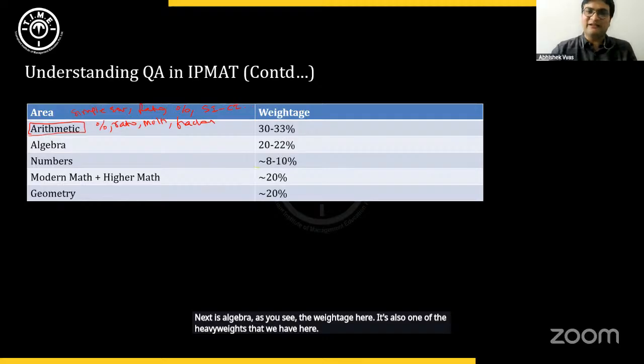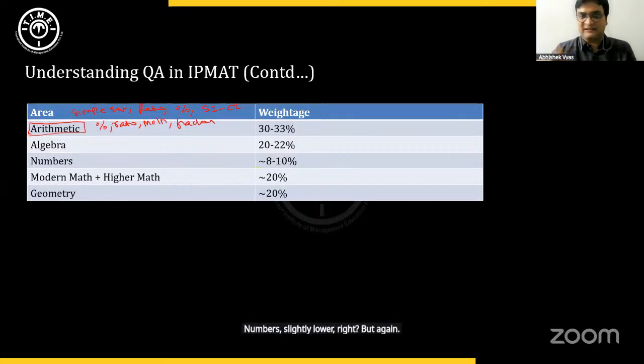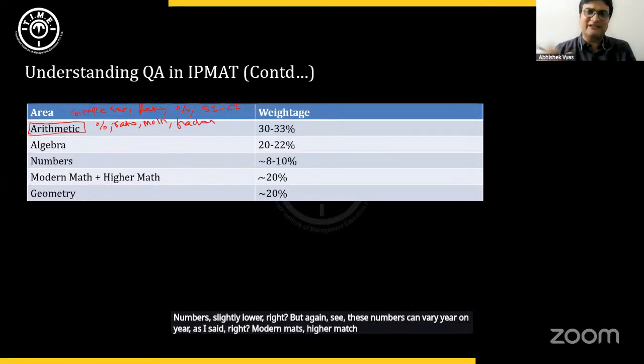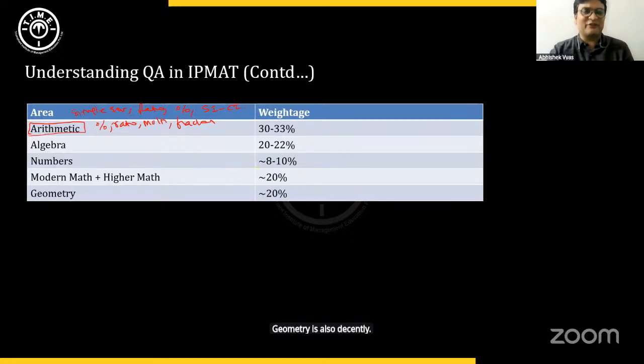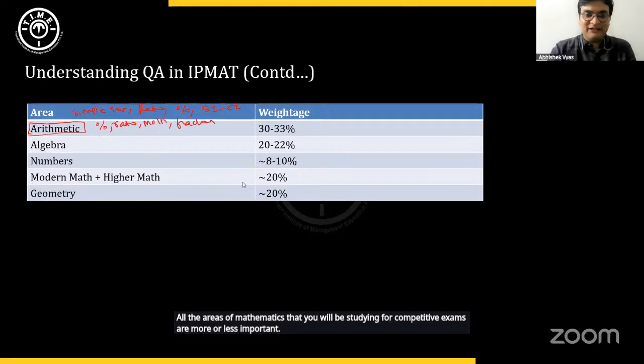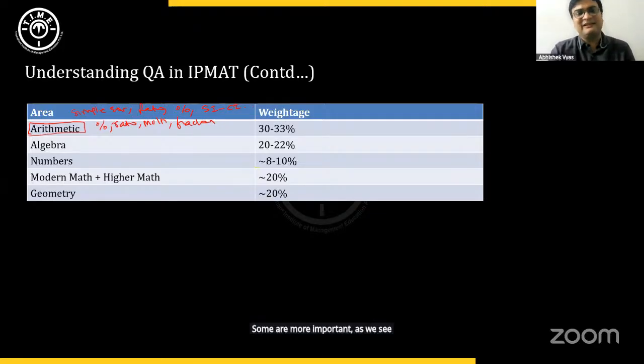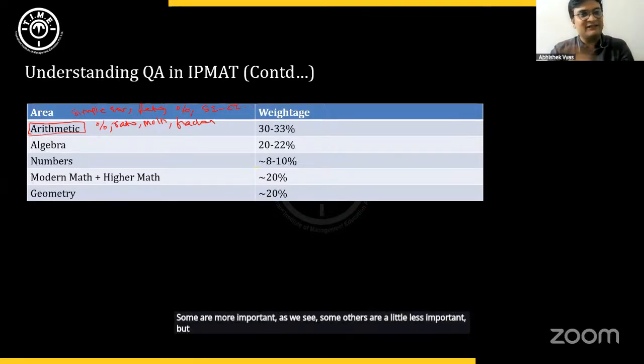Numbers slightly lower, but again, these numbers can vary year on year, as I said. Modern maths, higher maths is approximately 20%. Geometry is also decently there. So that means all the areas of mathematics that you will be studying for competitive exams are more or less important. Some are more important, some others a little less important, but at the end of the day, all are important.